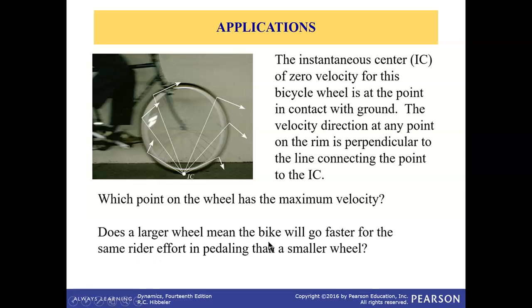So does a larger wheel mean the bike will go faster for the same rider effort in pedaling than a smaller wheel? We have discussed this before as well, and the answer is yes. For the same effort, that is for the same angular velocity, the bike with the larger wheel has higher velocity.